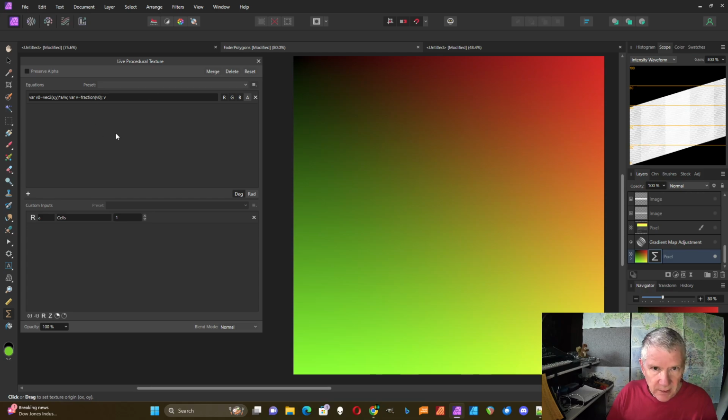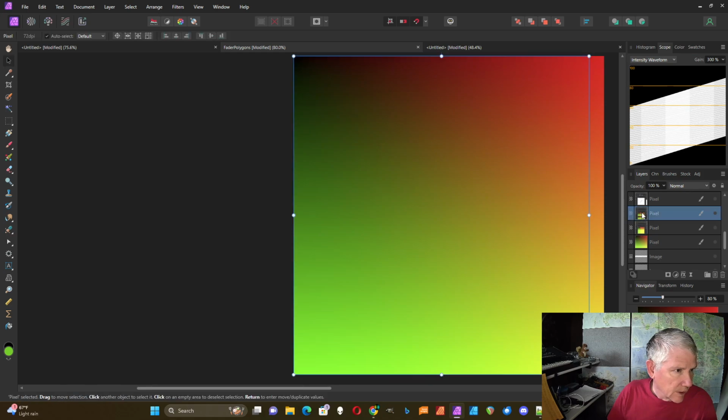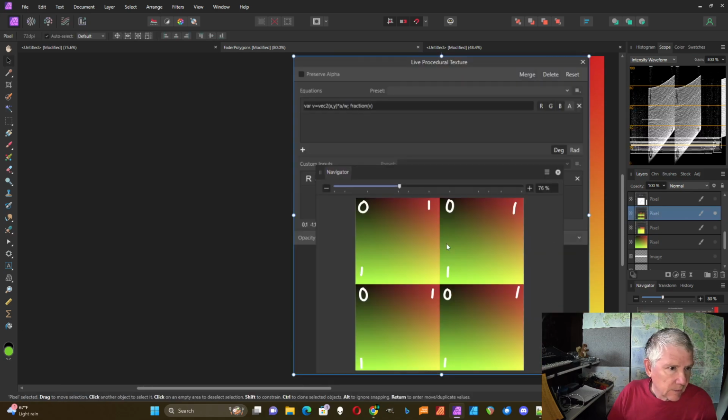So now I have this sort of repeating pattern. The fraction just removes the whole number part of the number. So instead of going from 0, 1, 2, it'll go from 0 to 1, 0 to 1, 0 to 1, 0 to 1. It just keeps repeating that pattern in both dimensions.